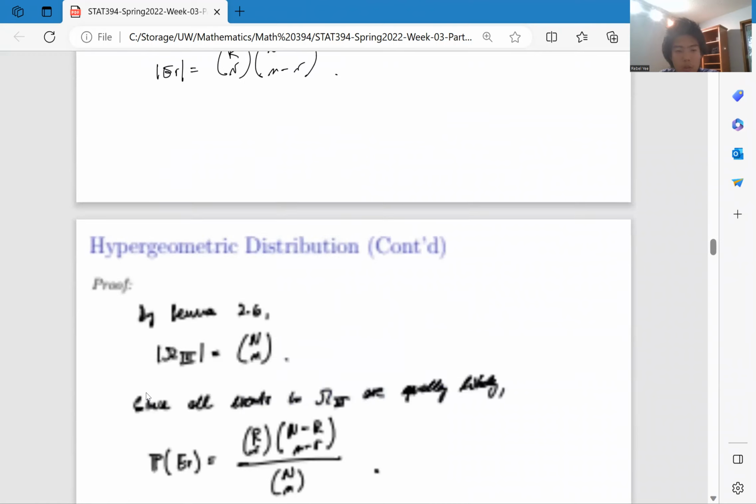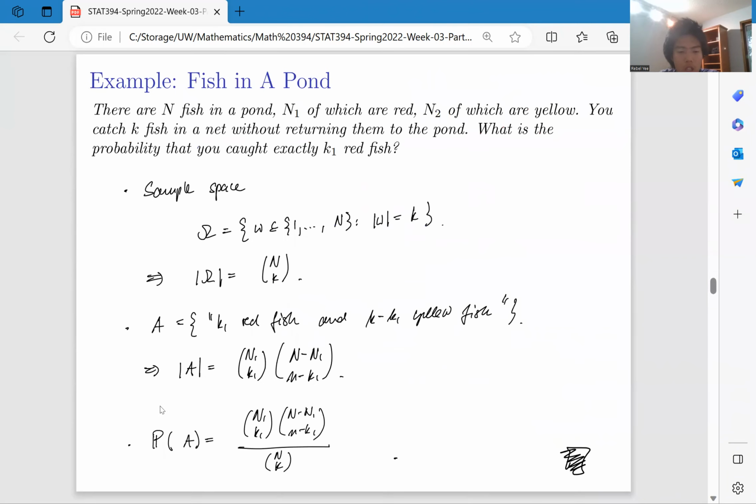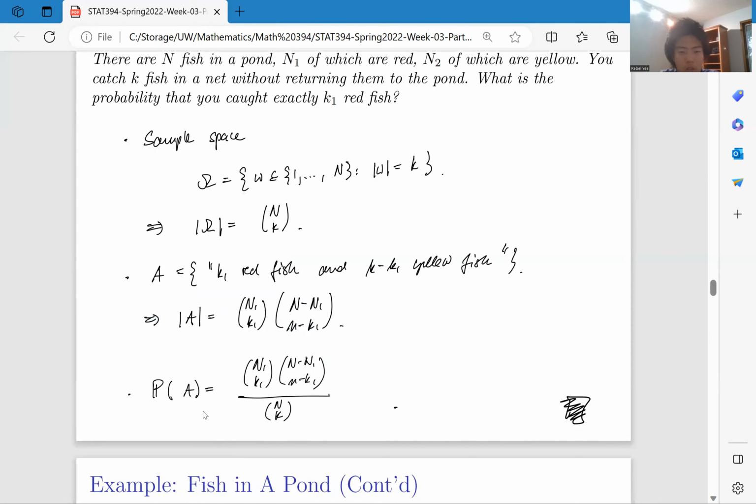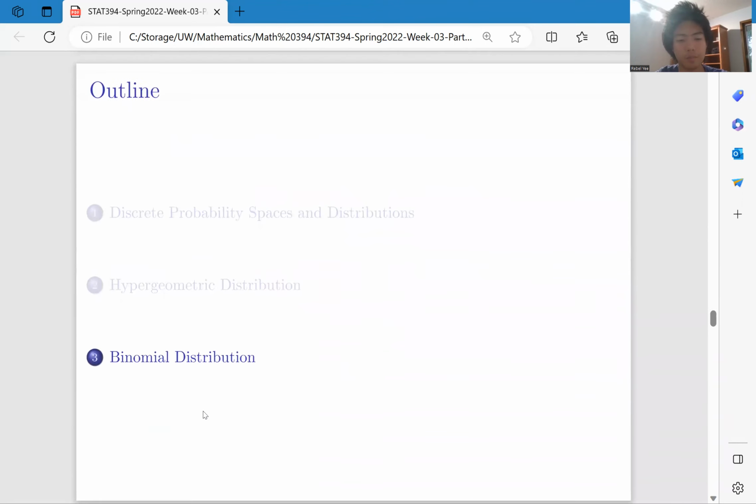Here we have the proving process. Once we know the event's cardinality and also the sample space cardinality, we just divide them to find the final probability that event A happens. Or we say it's K1 red fish caught and K minus K1 yellow fish caught, given by picking a total of K fish in a pond with N1 red fish and N2 yellow fish. So this question is solved.